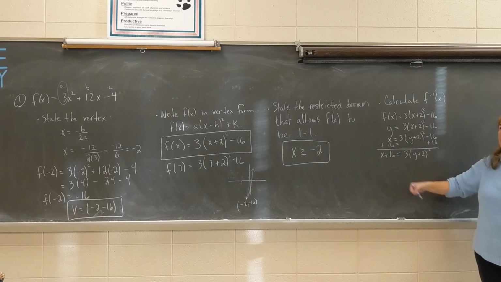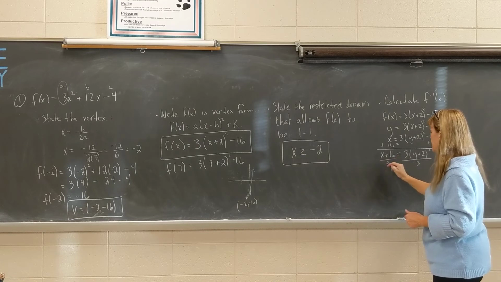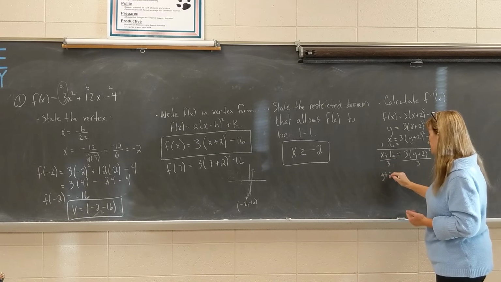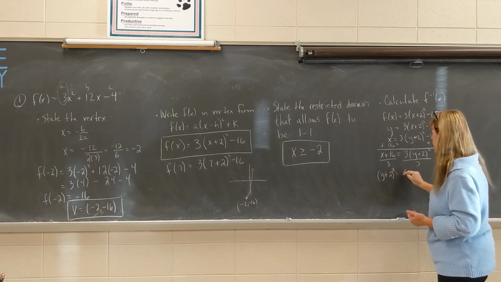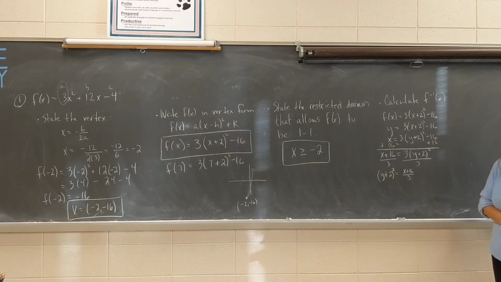Okay, next thing I need to do, divide by 3. I'm going to turn this around, right? (y plus 2) quantity squared equals (x plus 16) over 3. I don't really care how nasty it gets.